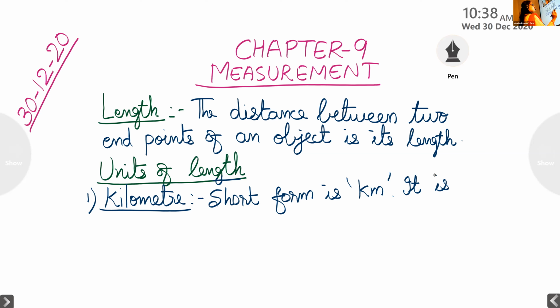The short form of kilometer is km. This unit is used to measure distance between two places.